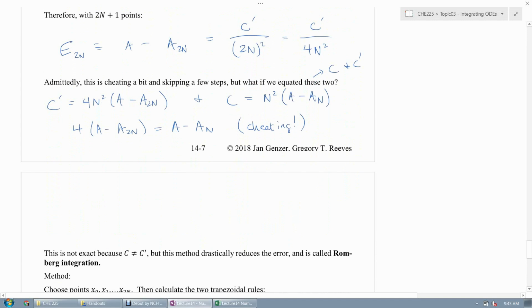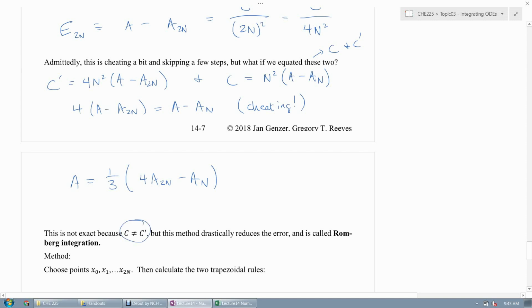So what this means is that if we could actually set this equal, then the true area is equal to, if we work out the math, 1/3 times the quantity 4 times area 2n minus area n. Again, this is not exact because c and c prime are not actually equal to each other. But this particular method drastically reduces the error, and this method is called Romberg integration.